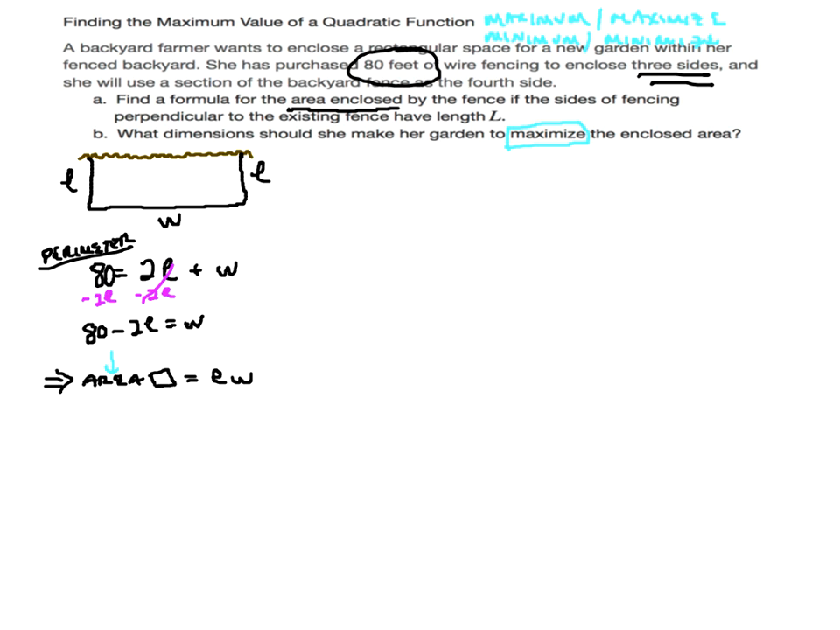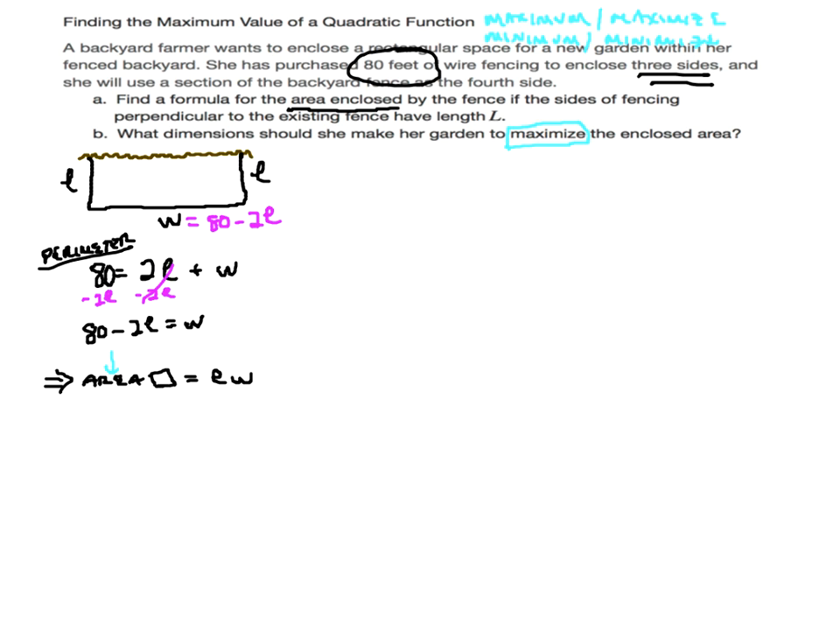Now, I can come up to my diagram that I've drawn, and I can rename this width and actually call it 80 minus 2 times the length. And now look, all my sides are in L's. I don't have two variables happening. I've got everything in terms of length here.